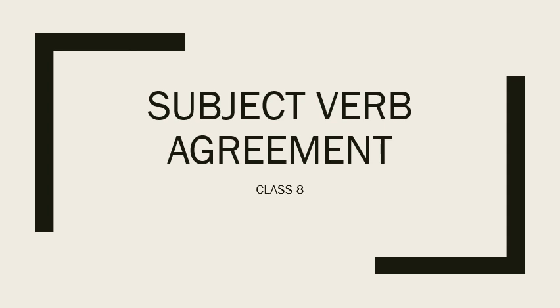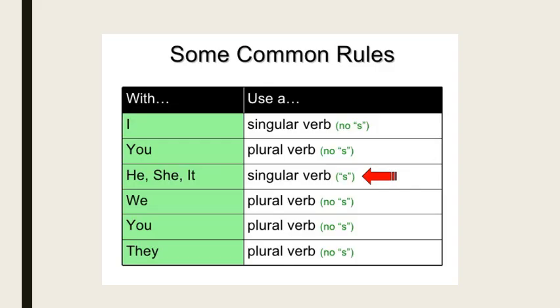So the verb, based on the subject used, has to agree with the subject, right? So the verb has to agree with the subject in number and person. Number is singular or plural. Person is first person, second person and third person.